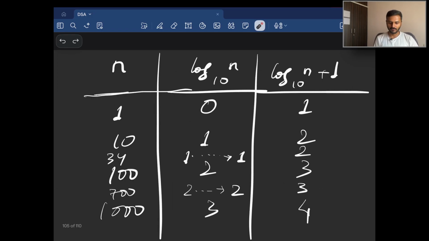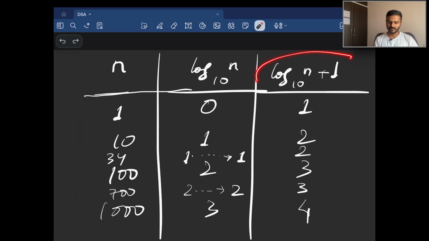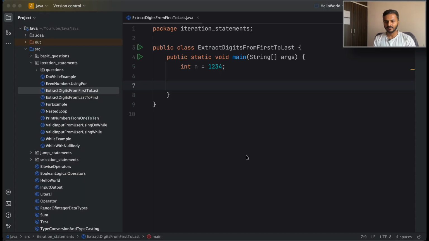For this video, I'm going to go by this: find log n base 10, then take the integer part of it and go for +1 to get the number of digits in the given number, right? With that, let's come back to IntelliJ and find the number of digits in n.